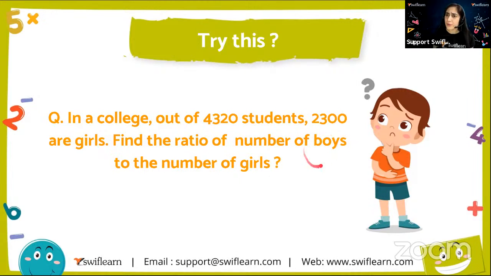Okay. Now it says find the ratio of number of boys to the number of girls. Do I know the number of boys? Do I really know? Is the question saying anything about the number of boys? No. So how will I solve this? I don't know the number of boys. Do I? No, I do not. So how will I solve it?